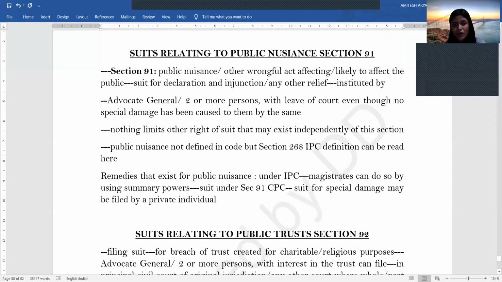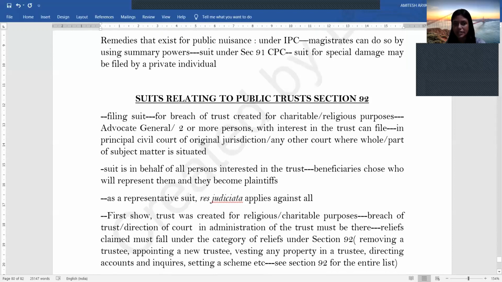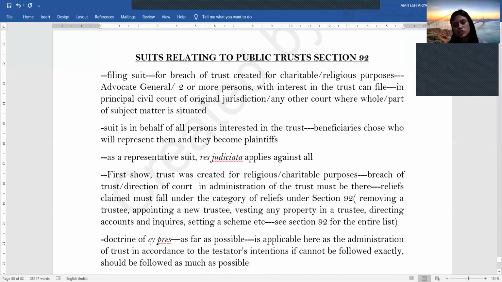Then, moving on to suits relating to public trust, that is section 92. Here, if there is a suit where there is a breach of trust, which was created for a charitable or religious purpose, again the right to institute such a suit is with the Advocate General or two or more persons who have an interest in this trust. Where will they file it? In the principal civil court of ordinary jurisdiction or any other court within whose limits the whole or part of the subject matter is situated. Whichever suit is being filed will be on behalf of all the persons who are interested in the trust, and the beneficiaries choose who represents them, and those persons become the plaintiffs. As it is a representative suit, res judicata will apply against all of them.